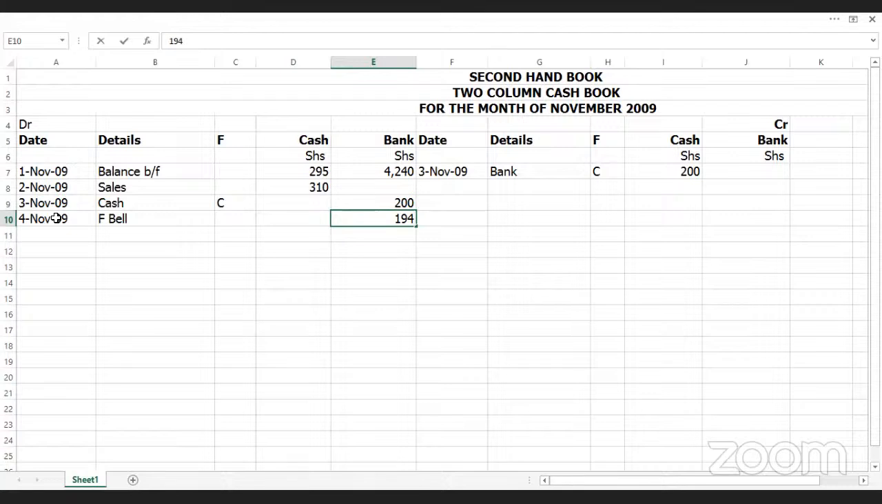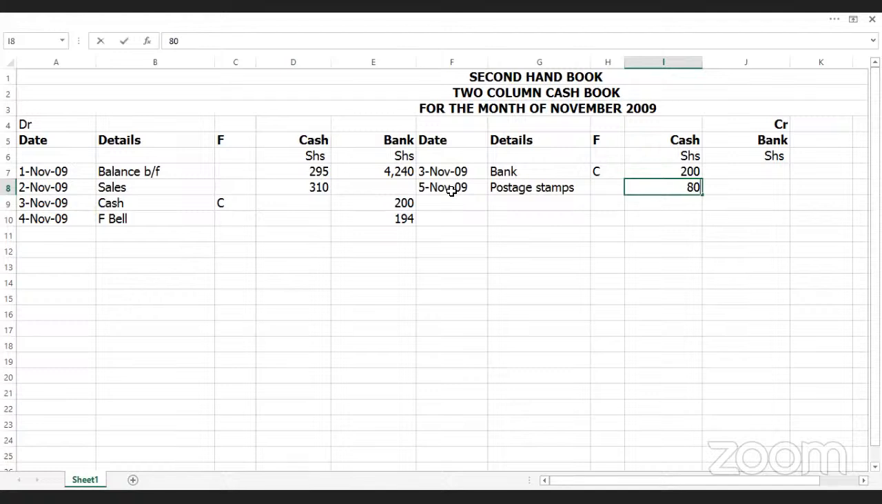Next transaction is on the 5th of November. What happened on the 5th of November? We paid for postage stamps in cash, shillings 80. We are paying, so we record on the credit side because payments are recorded on the credit side of the cash book. So on 5th November 2009, postage stamps. How much? In cash, shillings 80.